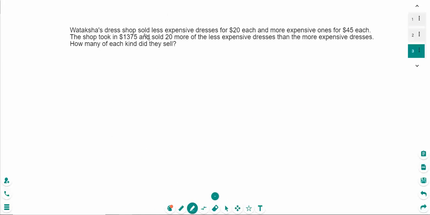Wadakshaw's dress shop sold less expensive dresses for $20 each and more expensive ones for $45 each. The shop took in $1,375 and sold 20 more of the less expensive dresses than the more expensive dresses. How many of each kind did they sell? Again, same sort of a situation. We have the count, the number of dresses that have been sold, and then we also have the value, the income they received by selling that many dresses. Okay? So maybe pause the video, try this one on your own, and then we'll look at it together.